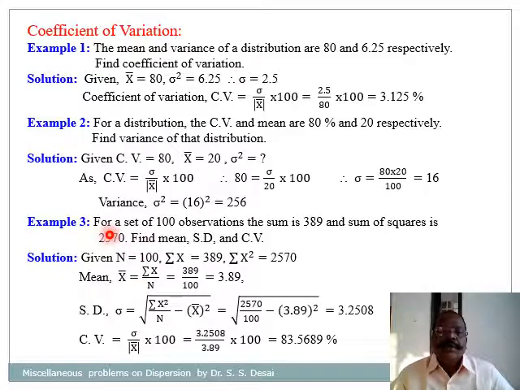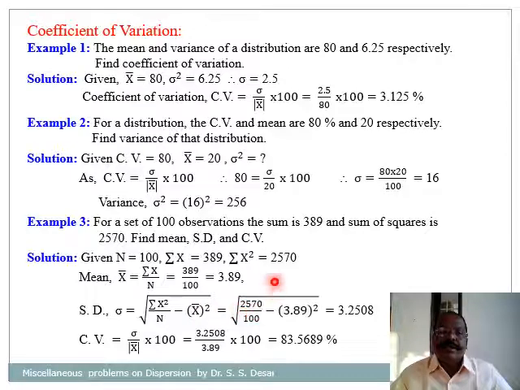Third problem: for a set of 100 observations, the sum is 389 and sum of squares is 2570. Find SD and CV. So here they have given directly the sums. So n is given to be 100, summation of x is 389, and summation of x square is equal to 2570. Therefore mean is equal to summation of x by n. So it gives us 3.89, and standard deviation sigma is equal to root of summation of x squared divided by n minus x bar square.